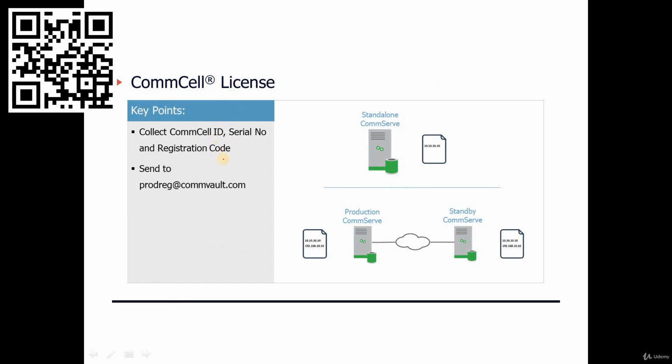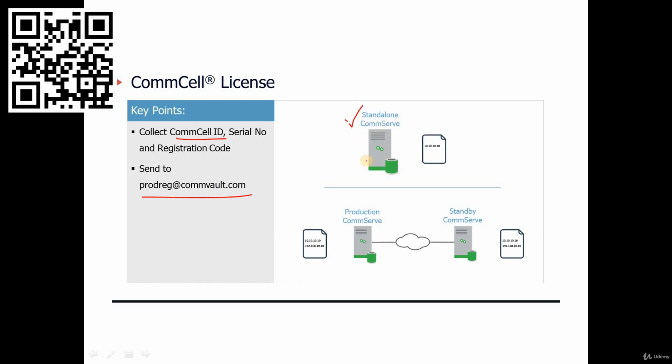Now coming to the licensing part, if you are running it in a production environment, CommVault is always binding your IP address with your CommCell ID. So you need to send your IP address to CommVault so that they can generate the license key where your CommCell will be bound with your IP address. You need to send that email to prodregistration@commvault.com.